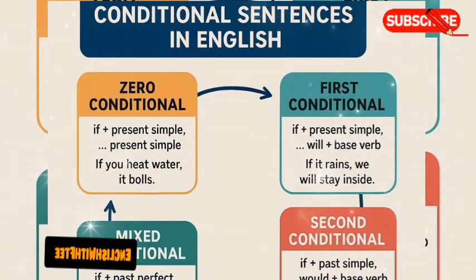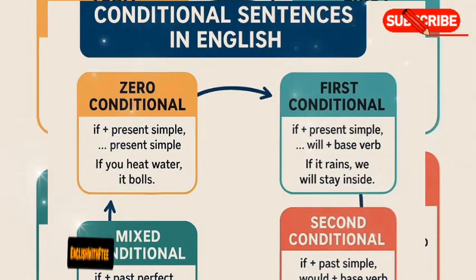We use conditional sentences to talk about things that might happen in the future. We can use them to talk about possibilities, like what might happen if it rains. We can also use them to talk about hypothetical situations, like what would happen if we won the lottery.